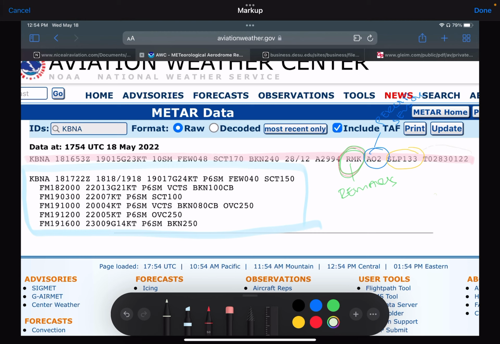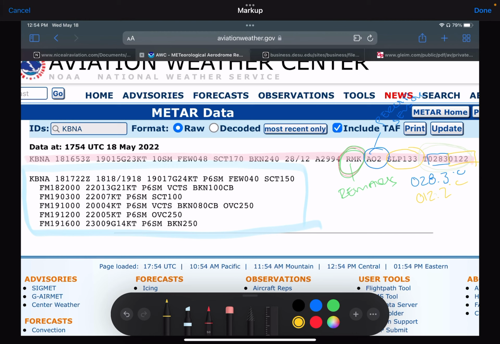And then this next part is our temperature and dew point again. So the 0283 is our temperature, which is going to be 28.3 degrees Celsius. And then the next part, 0122, is our dew point, 12.2 degrees Celsius, which is just a little bonus information. The decimal point degrees can be really helpful if you're trying to make precise calculations. So yeah, that's our METAR at KBNA, and then we'll go into our TAF.